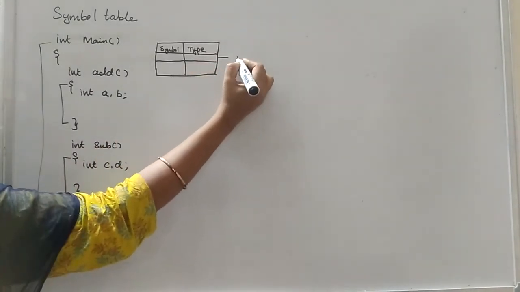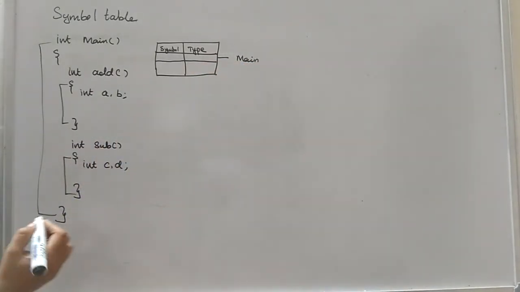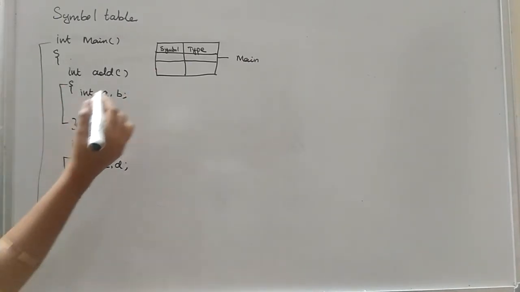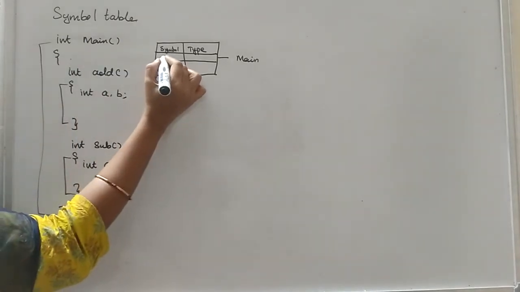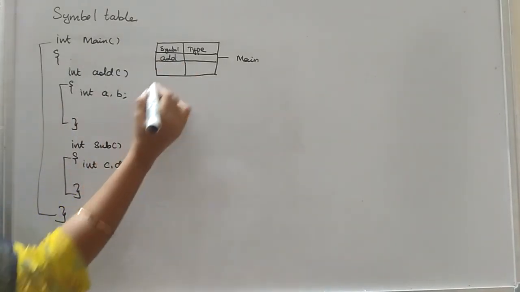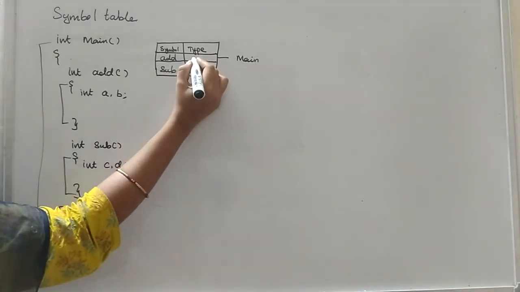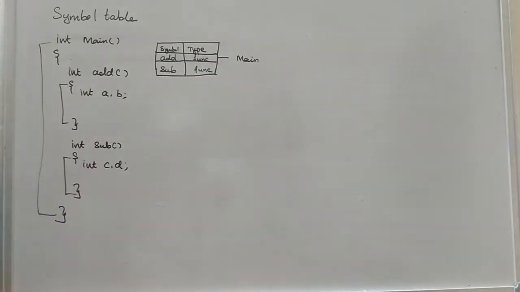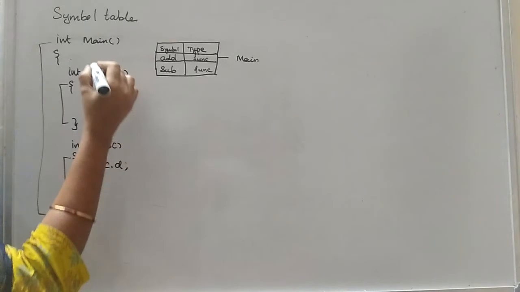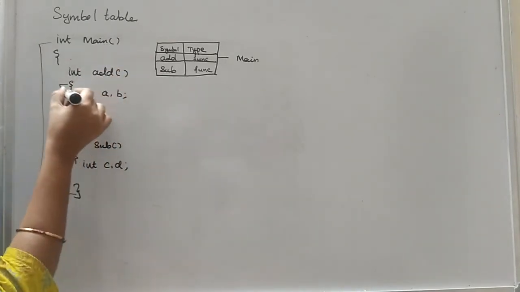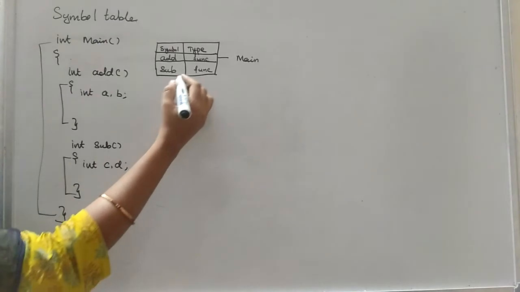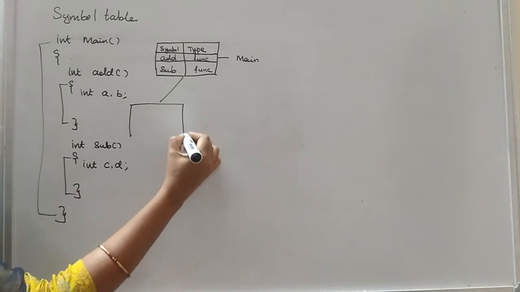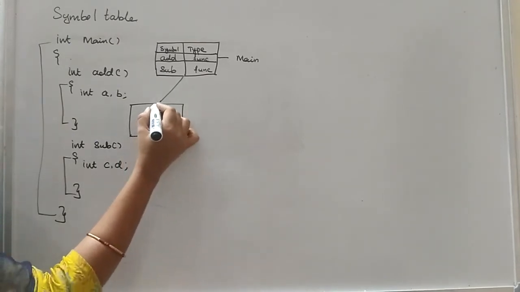See here, it's main. This symbol table is for the main block. What are the two things available here? I am not having any variables and so on, but I am having the procedures. So I am writing here add, and one more, sub, and writing here function. Actually it's not a procedure, it's a function. Next, this main is having two subblocks, one is add and the next one is sub. So I am going to write one table.